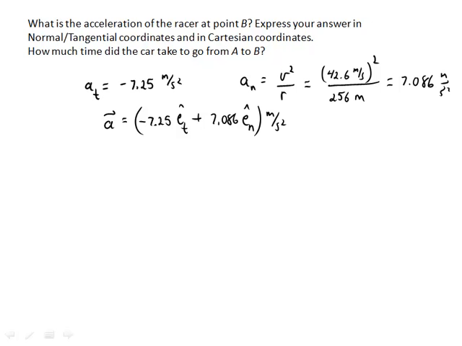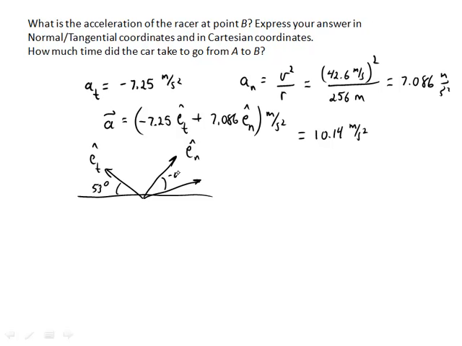Now, I want to take advantage of this for a second. Keep in mind, my e tangential is this way, my e normal is that way, and I know that this angle is about 53 degrees. So here's e tangential, e normal, and what this acceleration is going to be then still in the tangential normal is 10.14 meters per second squared, and then at an angle in this direction of minus 45.65 degrees. Now this is 53, so this must be 37 degrees.